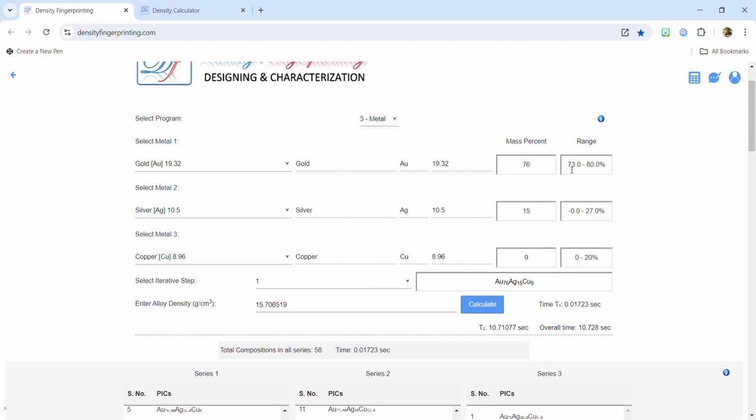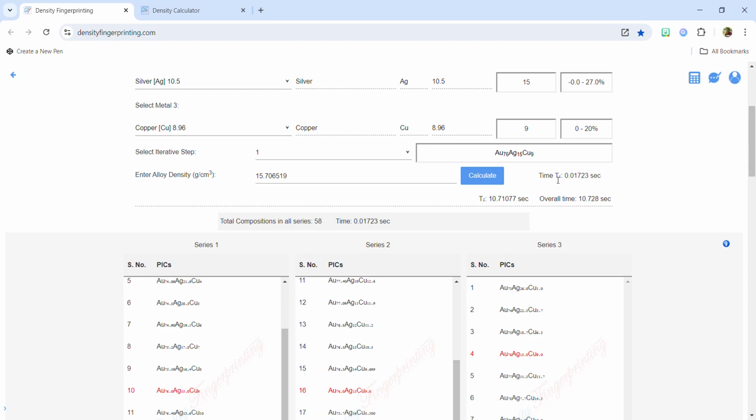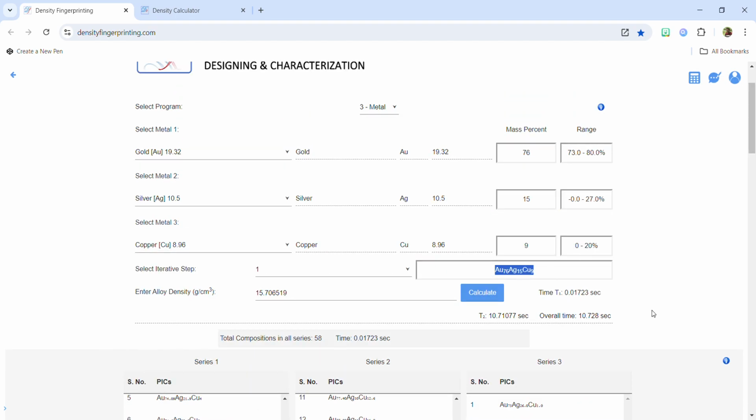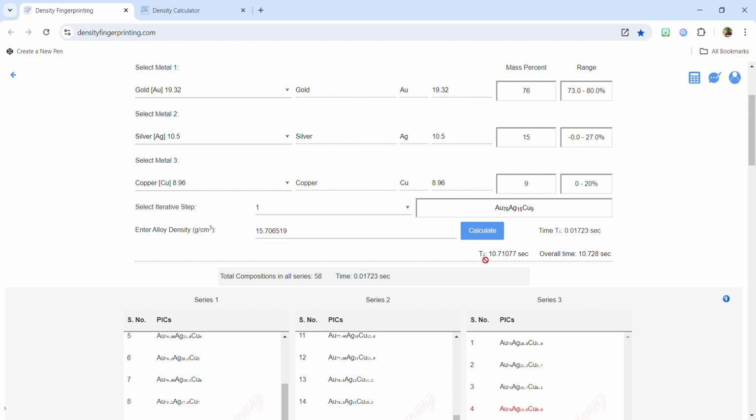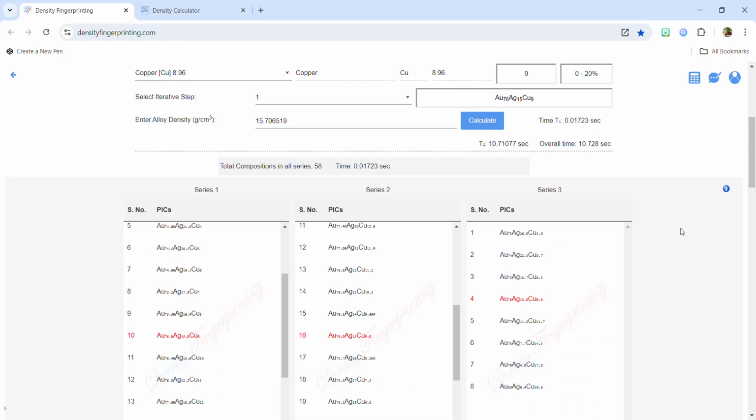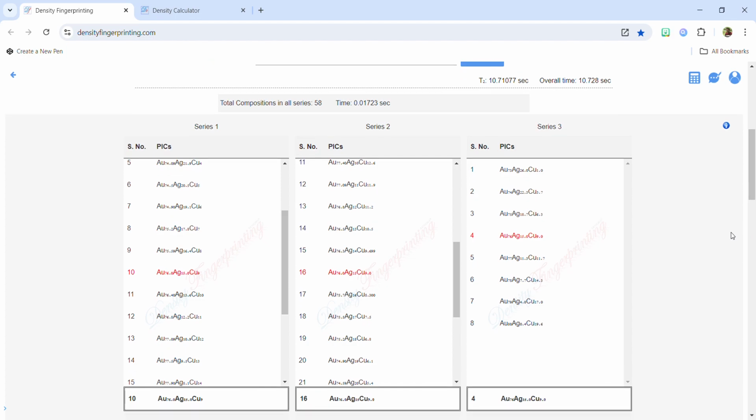It also produced a range: the gold has to be from 73 to 80%. It cannot be over or less. Same thing here for silver and copper. It took 0.017 seconds to get this answer, and then a further 10.7 seconds to plot this entire thing and tabulate it.